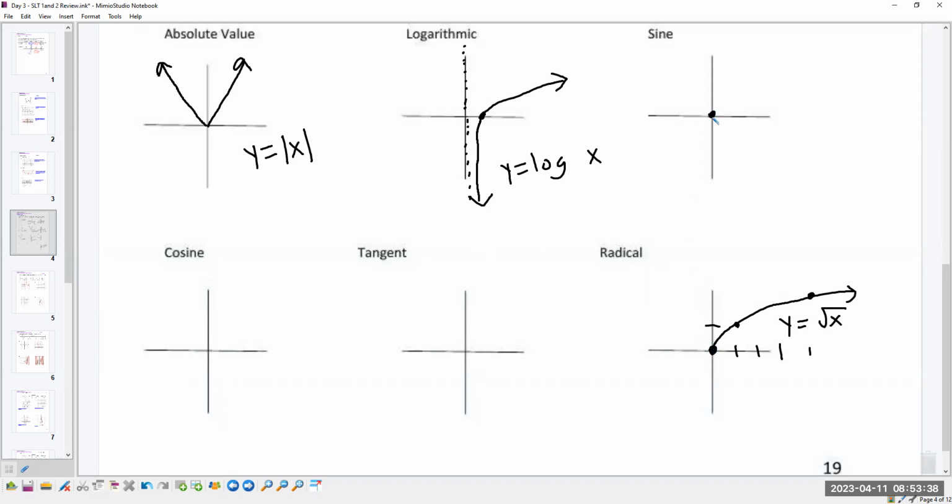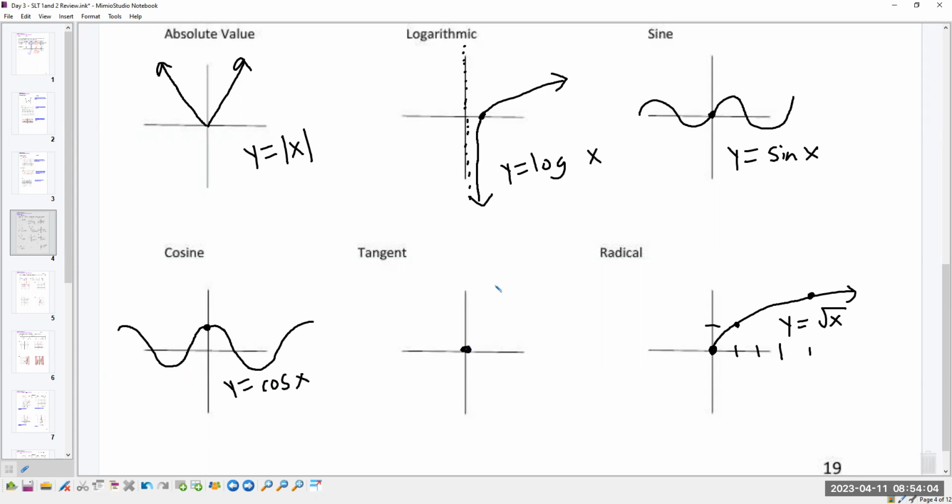Sine function starts at 0. Cosine starts at 1. Remember, sine is an odd function. It has 180-degree rotational symmetry. Cosine is an even function. It is reflected over the y-axis.